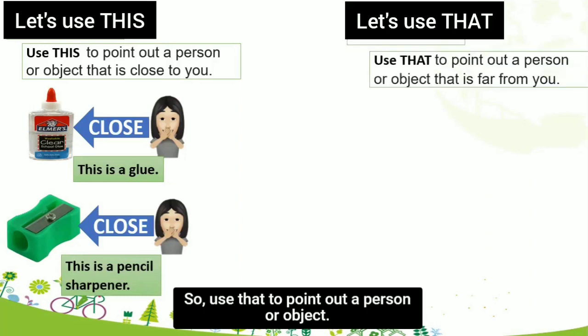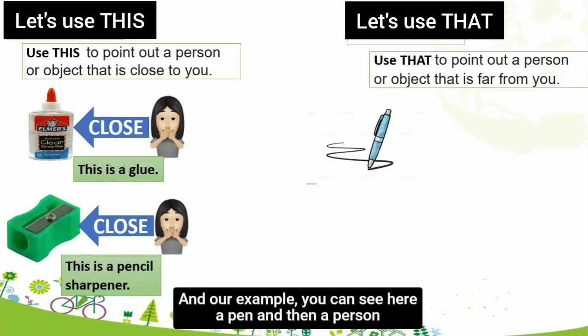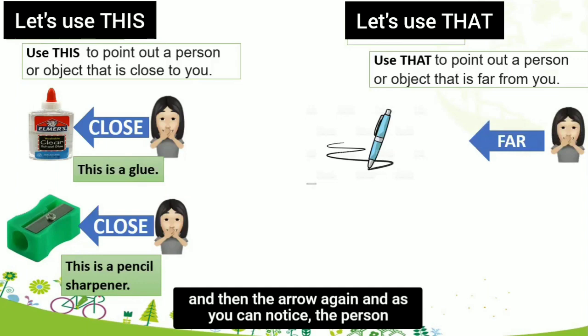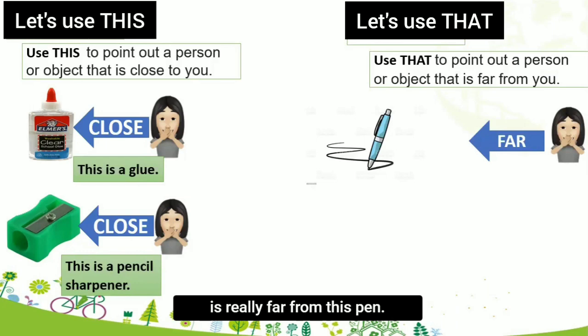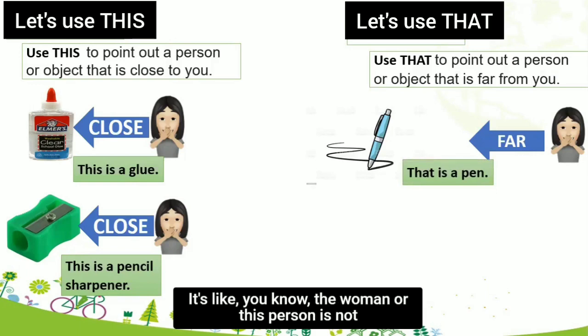So use that to point out a person or object that is far from you. In our example, you can see here a pen and then a person and then the arrow again. And as you can notice, the person is really far from this pen. So in this case, you have to say that is a pen. It's like the woman or this person is not holding the pen or is really far from this pen. So that's all.